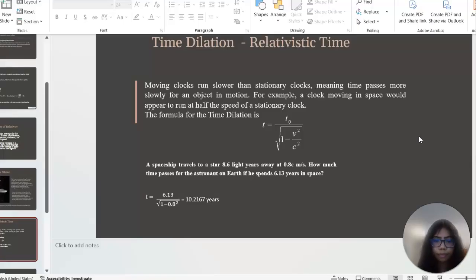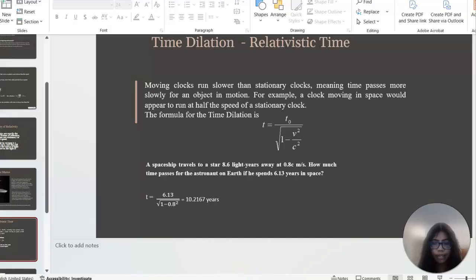For example, a spaceship travels to a star 8.6 light years away at 0.8 c. How much time passes for the observer on Earth if the astronaut spends 6.13 years in space? t equals 6.13 over square root of 1 minus 0.8 squared equals 10.2167 years.